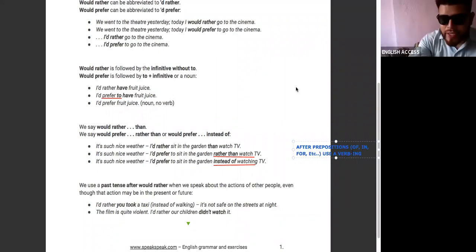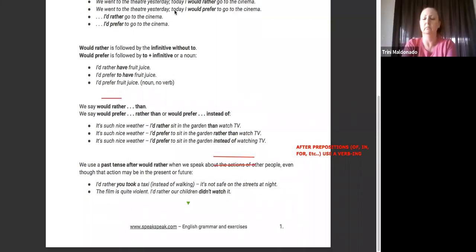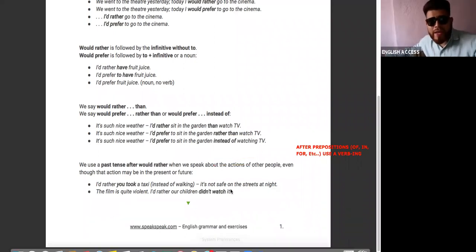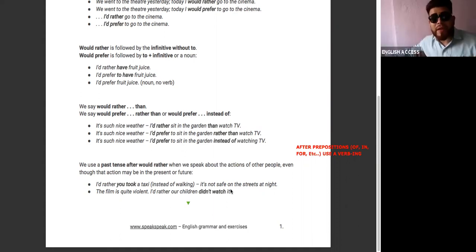Use a verb ing. Okay. And this last thing, use a past tense after would rather when we speak about the actions of other people, even though that action may be in the present or future. Okay, so for other people, you, he, she, they, we use the past tense.